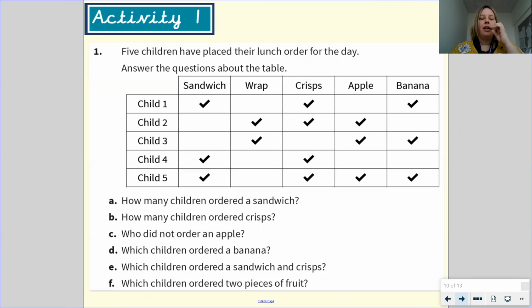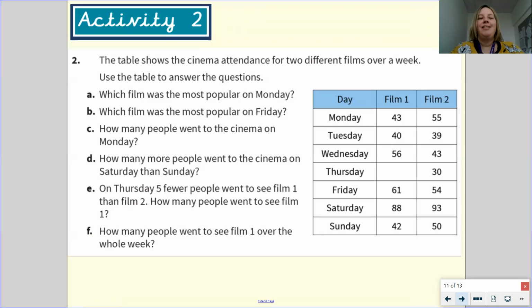Activity 1. You've got to answer the questions about the table. It says 5 children have placed their lunch order for the day. Answer the questions about the table. Activity 2. The table shows the cinema attendance for 2 different films over a week. Use your table to help you to answer the questions. Remember to answer them in sentences.